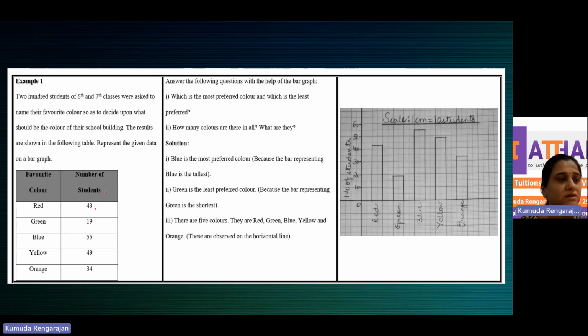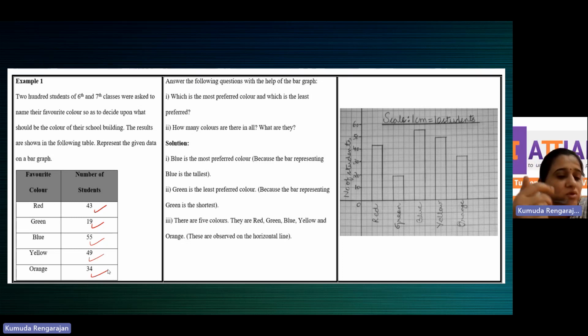Now look at the numbers in the table here: 43, 19, 55, 49, 34. The numbers are less than 60. The smallest number is 19. The biggest number is 55. Now you have to decide the height of your bars. What should be, not the height, the scale. The scale on your bar graph, you have to decide.